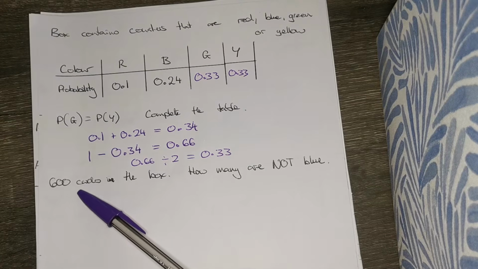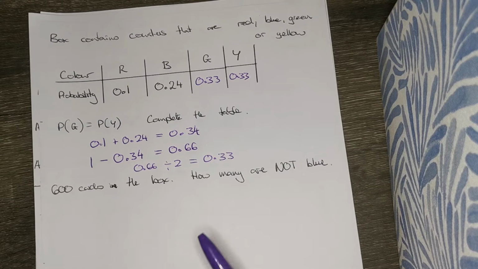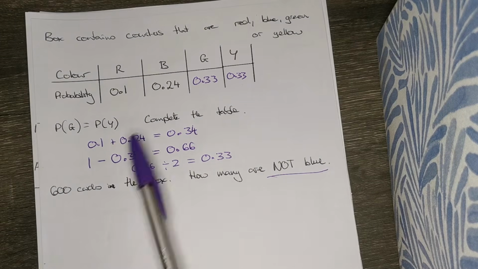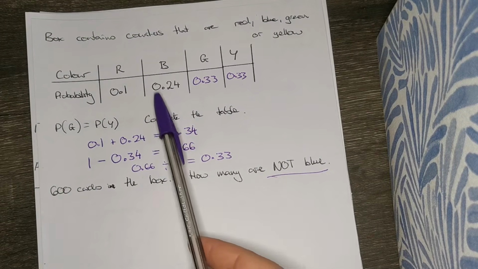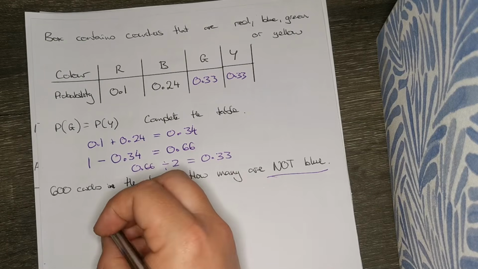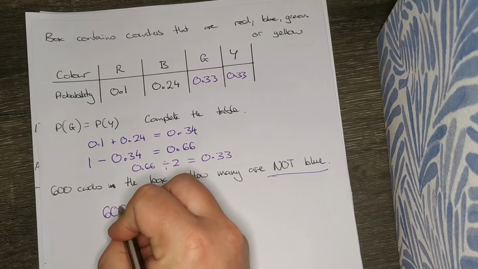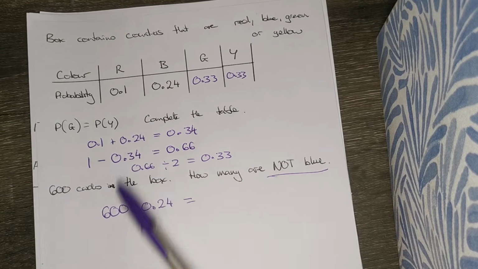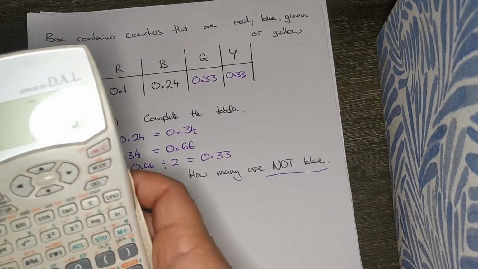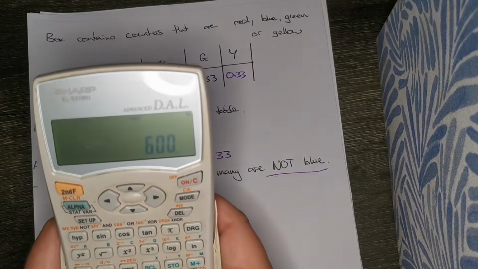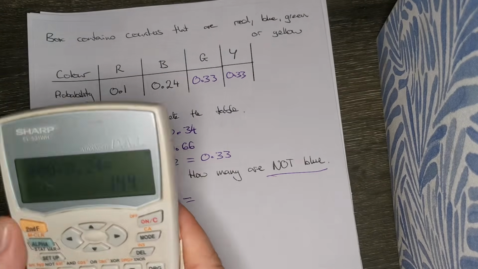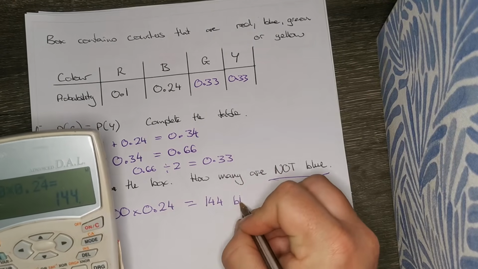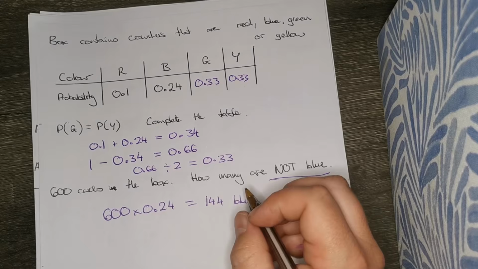Right. I'm told I've got 600 cards in the box. How many are not blue? Well, if I've got 600 cards and the chance of pulling out a blue one is 0.24, if I times those together, that will tell me how many blue ones I've got. So 600 times 0.24. You see that all right? 600 times 0.24 equals 144. So that's 144 blue cards.